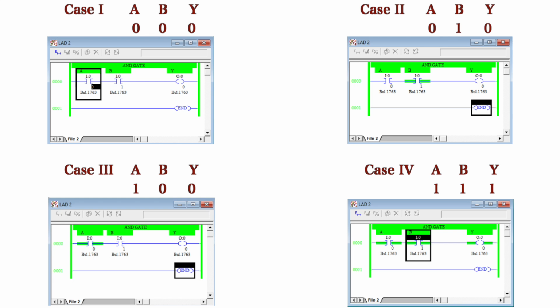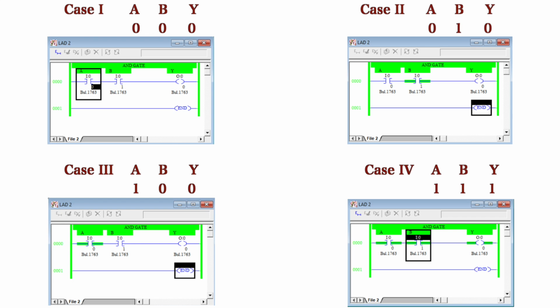Okay, case 1, when A is 0, B is 0, the output will be 0. So here you can clearly see in the ladder diagram, the first input switch is 0. The second, generally we have used a normally open switch here. Okay, we have used a normally open switch. So when the first input is 0 and the second input is 0, they will remain in their state, the normally open state. So no power will go to the output and there will be 0 output. Okay, so Y will be 0 in that case.